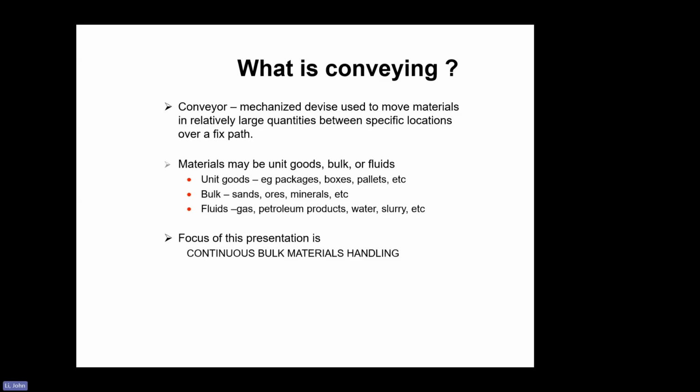So what is a conveyor? A conveyor is a motorized device used to move materials in relatively large quantities between specific locations over a fixed path. The total number of conveyor types is about 400. The materials may be unit goods, bulk, or fluids. Today's presentation is focused on continuous bulk materials handling used for mining projects.